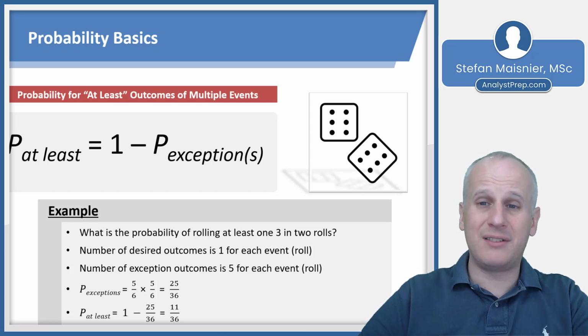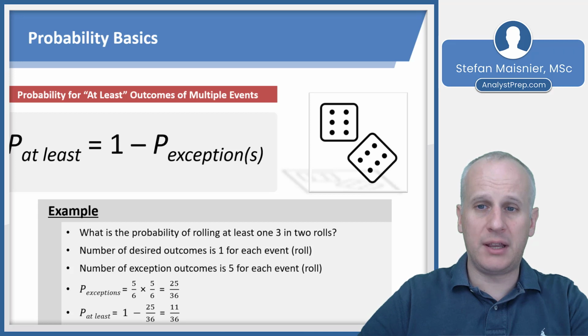So these are basically the 3 structures that you'll really encounter. We know that with "at least" you want to take 1 minus the exceptions. If you're trying to find the probability of this or that, you're going to add the two probabilities for that single event. And if you're looking at a probability of this and that, you're going to multiply the two probabilities together to determine the ultimate probability of both independent events occurring.